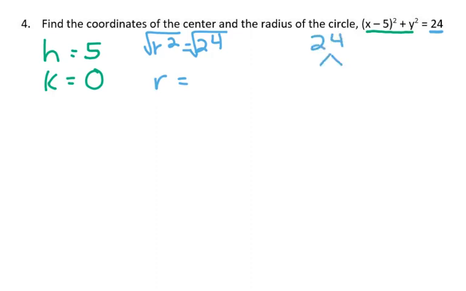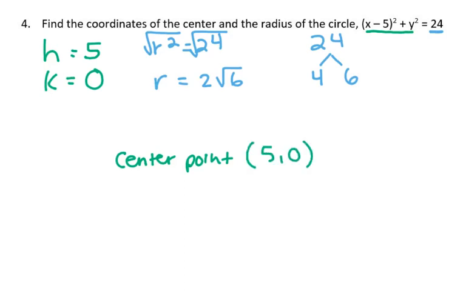So I'm thinking of perfect squares that go into 24, like 4 and 6. So I get r is equal to 2 radical 6. So to write out my final solution here, I get a center point is going to be the point (5, 0), and my radius is equal to 2 radical 6.